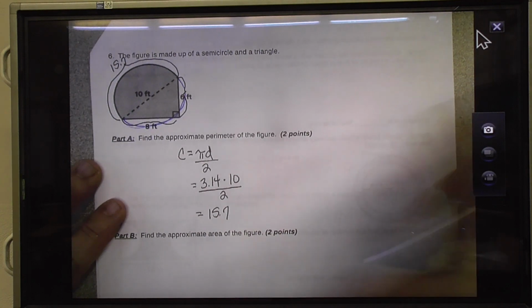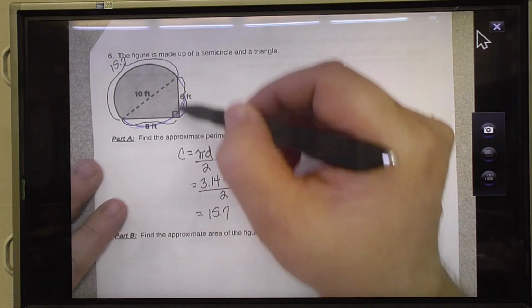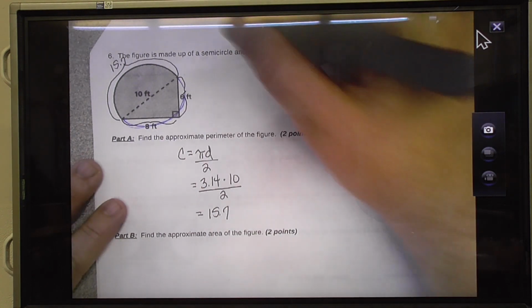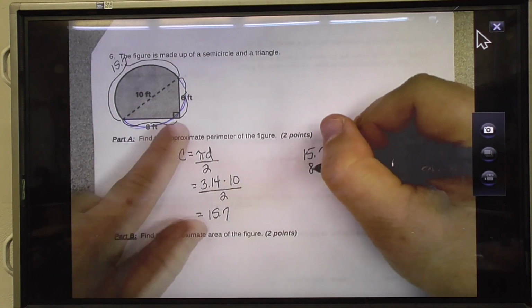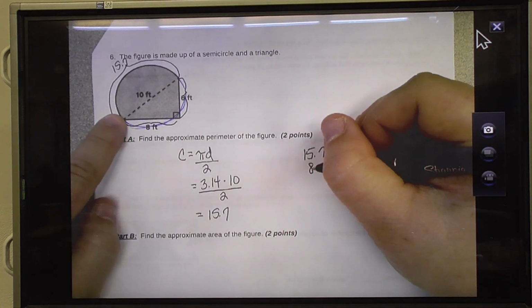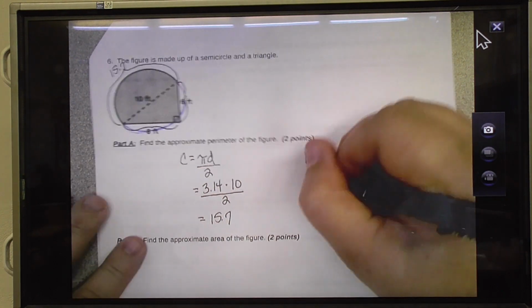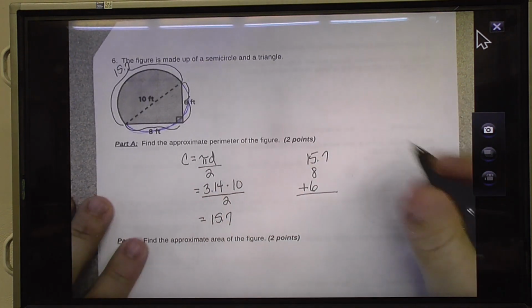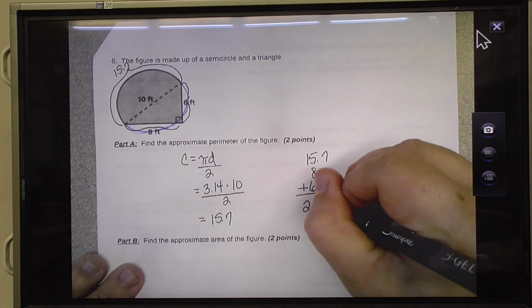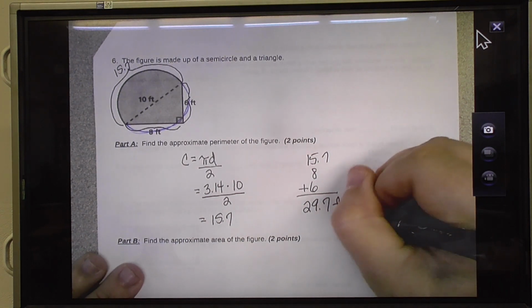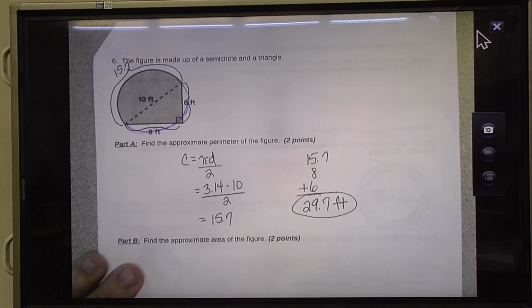So to find the perimeter, where our fence would go around this thing, wherever the dark line is, we just need to add all that up now. It's 15.7 plus 8 right here, so we went all the way around, plus this 6. We're going to add all of that up. 29.7. And it's in feet, so I'm going to write feet. So there is the perimeter of this shape, whatever shape it would be called. A polygon, a figure.